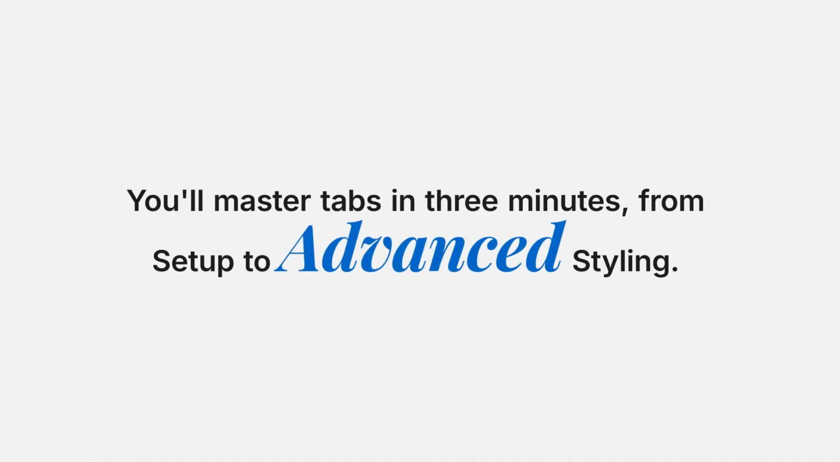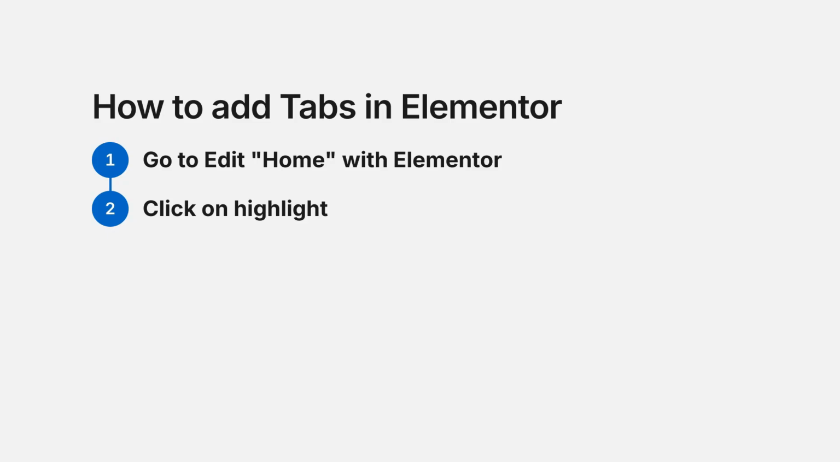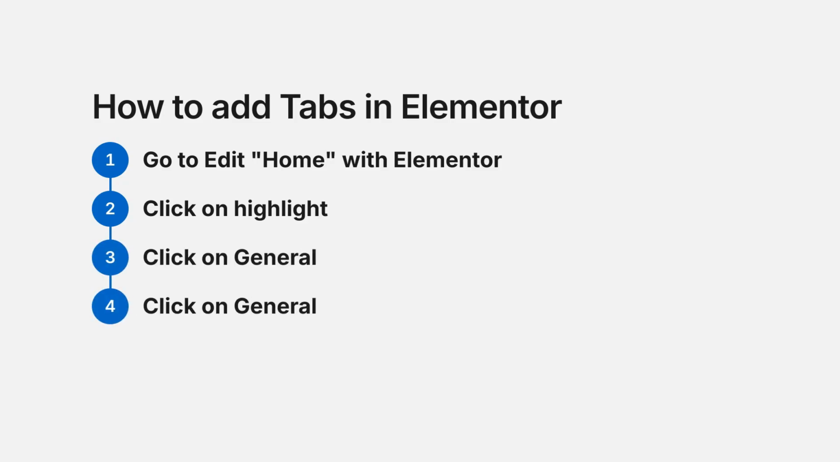Are you tired of hunting through Elementor's menus just to add a simple tab layout? You'll master tabs in 3 minutes, from setup to advanced styling. We'll start in the Elementor editor, then walk through each menu section: General, Tabs, Content, Style, and Advanced. Follow along and click exactly where I point.